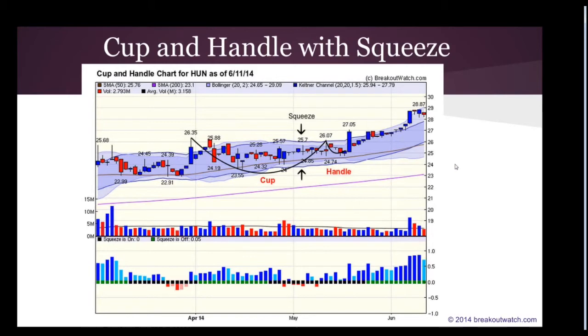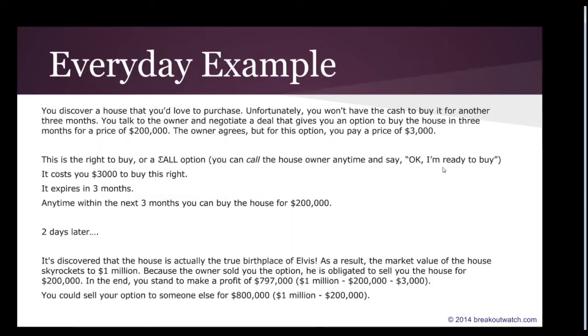And so then we're going to trade options. But before I talk about options, I want to make sure everybody knows what we mean by an option. So here's an everyday example. Let's imagine that you discover a house that you'd love to purchase, but for whatever reason you're not going to have the cash to buy it for another 3 months. You talk to the owner and negotiate a deal that gives you an option to buy the house in 3 months for a price of $200,000. The owner agrees, but for this right, he wants you to pay him $3,000, which you decide, you know what, it's worth it. So basically you pay him $3,000, and what you've just bought is the right to buy.